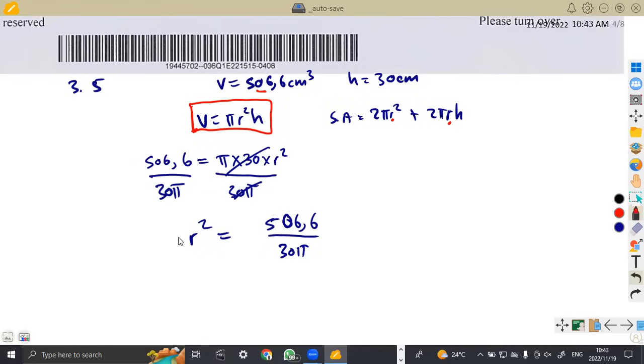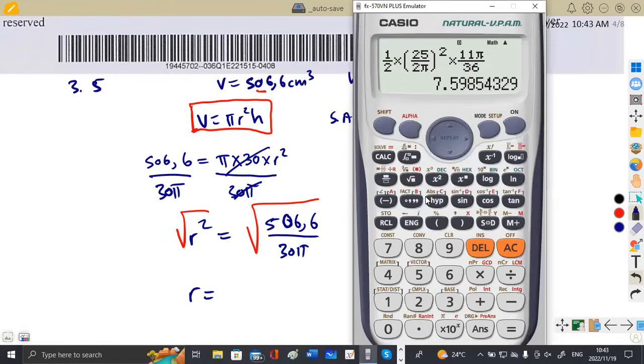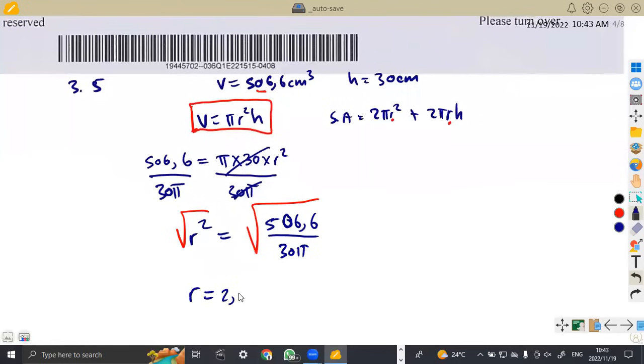So definitely, to find the radius, introduce the square root on both sides. So that means your radius is going to be the square root of this answer that we see. So let's see here, the square root of the fraction 506.6, everything over 30 pi. So this is 30 pi, which is going to be 2,318, something like that. So we're going to have 2,318 centimeters. So now we have got the radius.